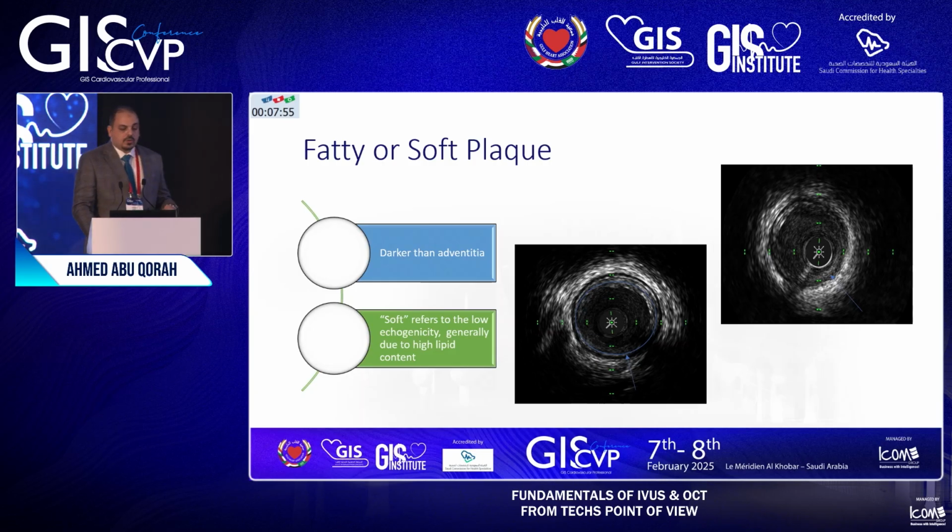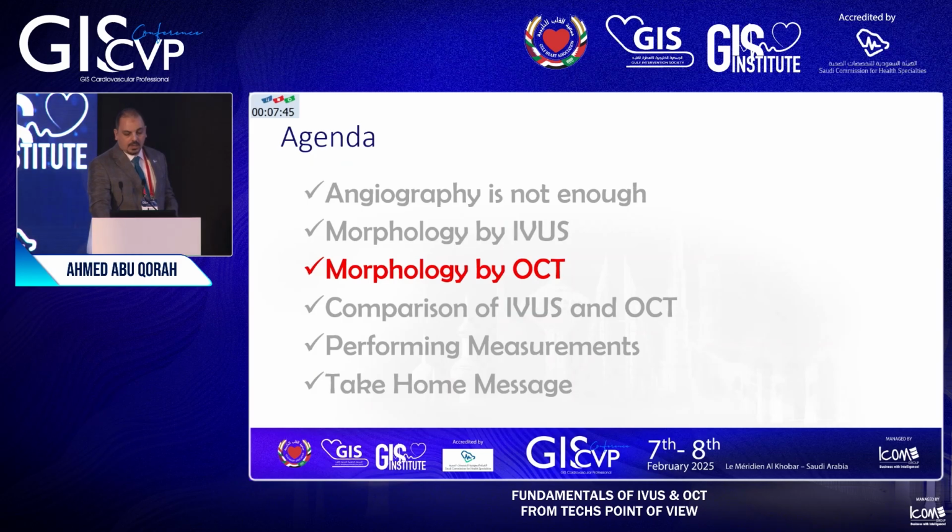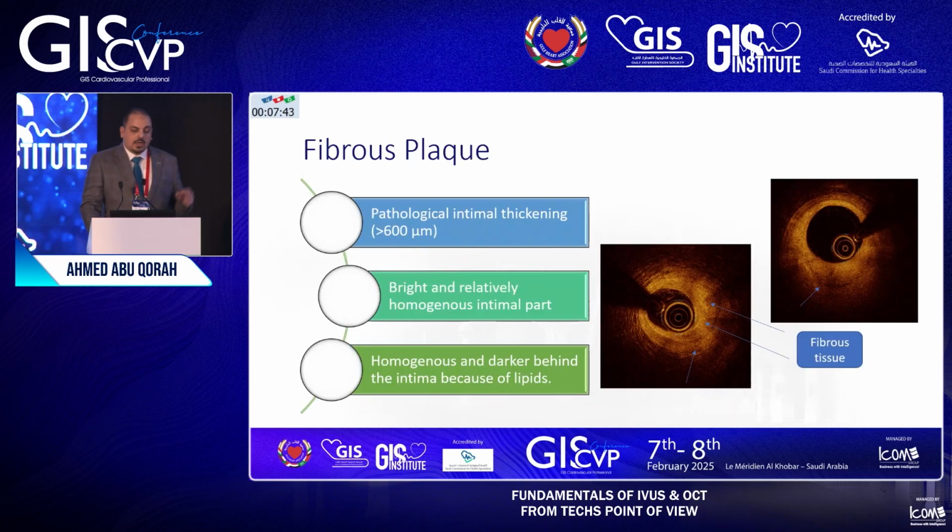And finally, fatty or soft plaques. Fatty is usually darker than adventitia and soft because it has a high concentration of lipid. Now morphology by IVUS. Fibrous plaque has pathological intimal thickening more than 600 micrometers, bright and relatively homogeneous intimal part, homogeneous and darker behind the intima because also of lipids.